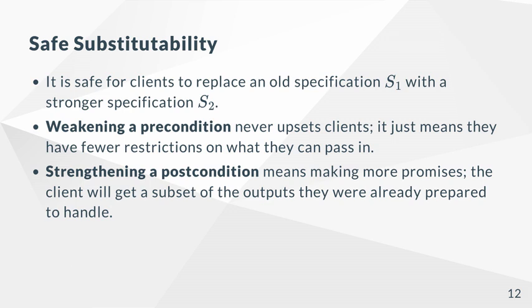If S2 is stronger than S1, then any implementation that satisfies S2 automatically satisfies S1. This means it is safe to replace an old spec with a stronger one. Clients won't be upset because their existing inputs are still valid, and the guarantees they rely on are still being met.